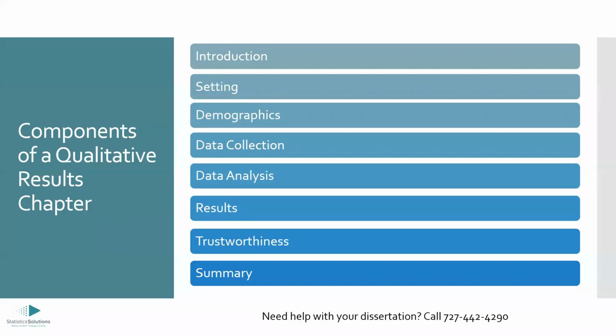This list is not necessarily exhaustive, and for some of you might actually be a little more thorough than what you need for your results chapter. But generally speaking, in the years that we've been doing this work, what we have seen from different schools is that these sections are the sections that should be put into your qualitative results chapter. So your introduction, setting, demographics, data collection, data analysis, results, trustworthiness, and summary. If your school doesn't have a template or checklist for you to use, if you're not sure where to get started, what needs to go into this chapter, this is a really good starting point. And if you include each of these sections, you will be prepared or overly prepared.